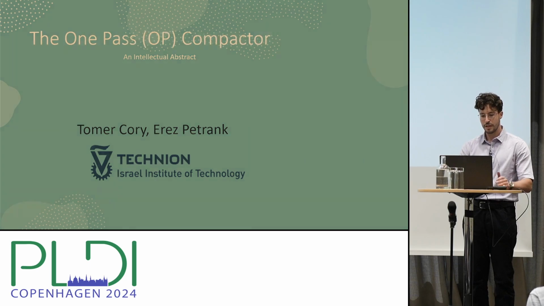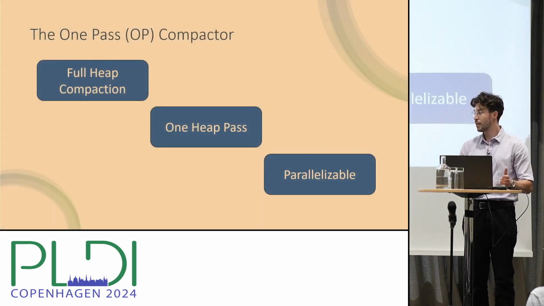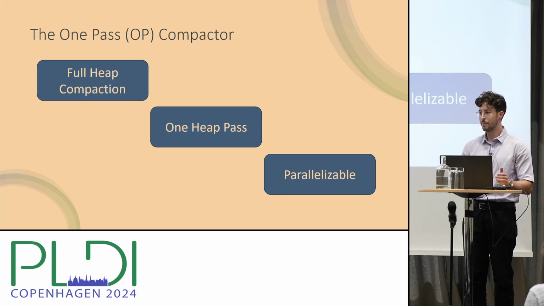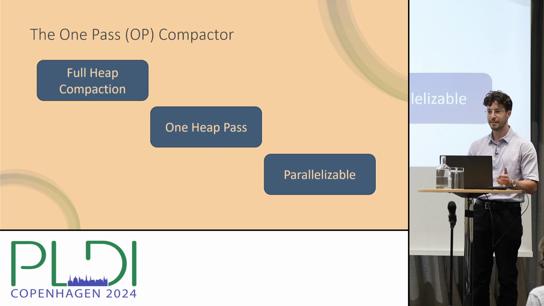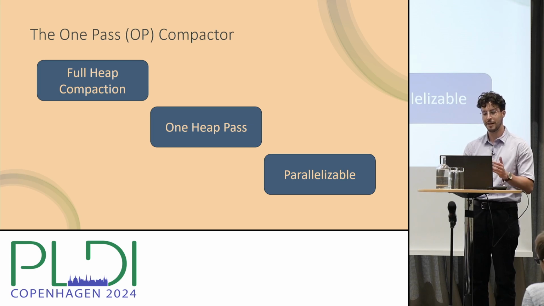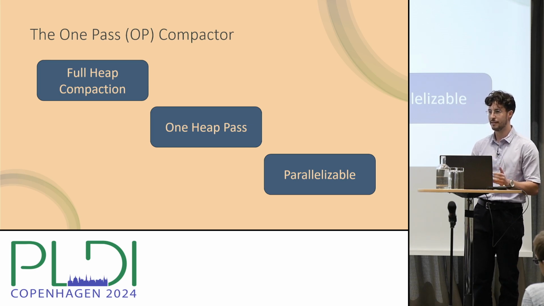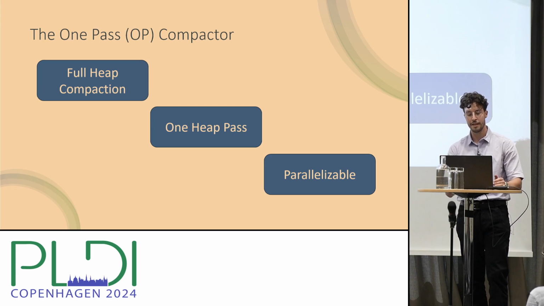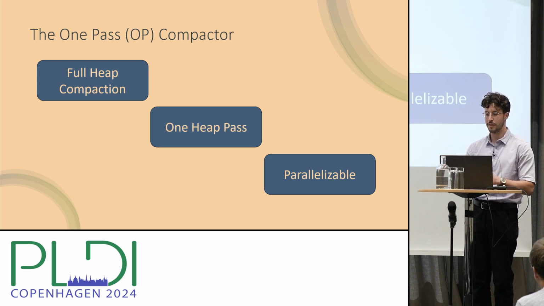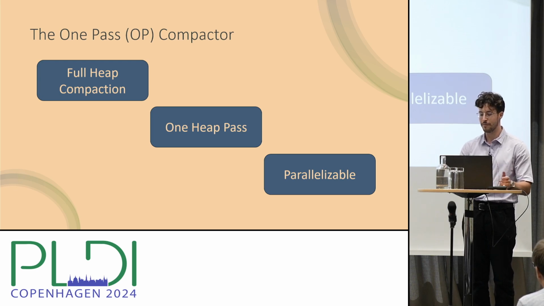So the one-pass compactor is a full heap compaction algorithm. It requires a single heap pass, which is nice because traditionally the complexity of compaction algorithms is measured by the amount of heap passes that are necessary for it. And it is parallelizable, which means that it can be suitable for multicore platforms.